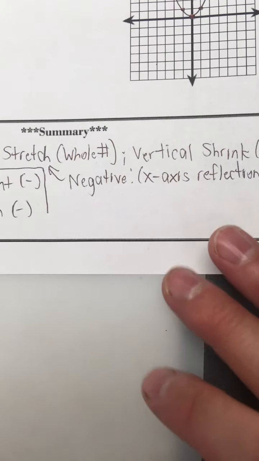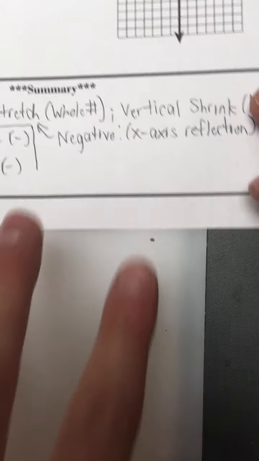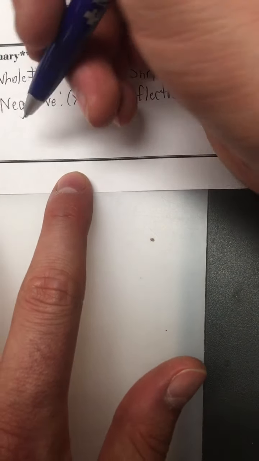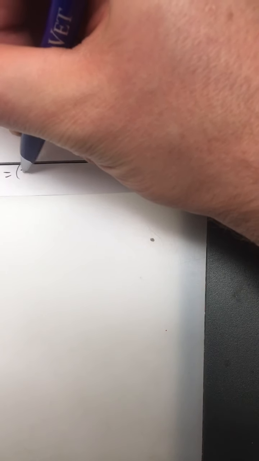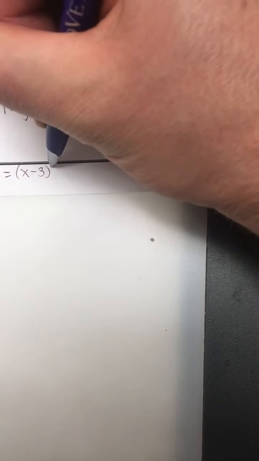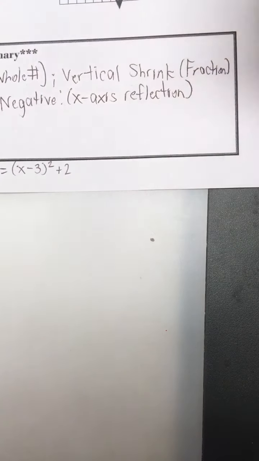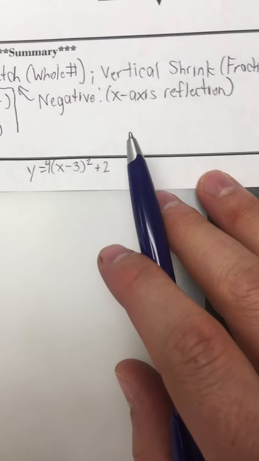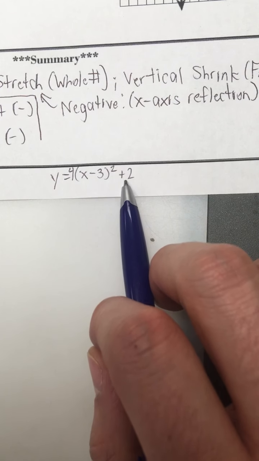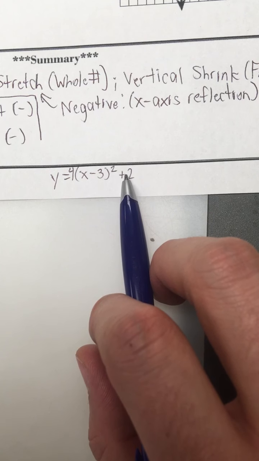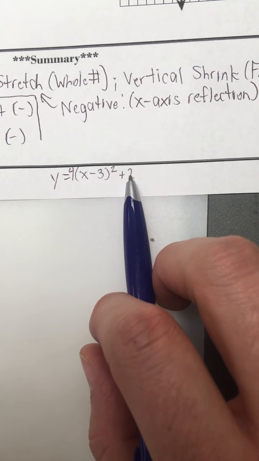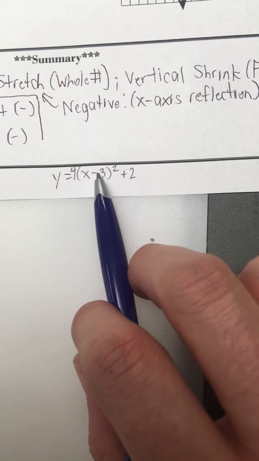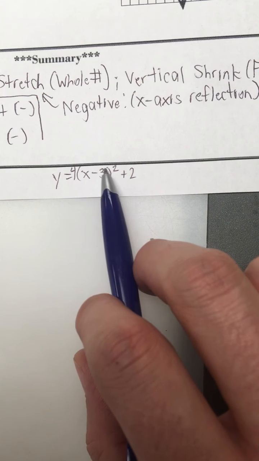All right, so for example, if I had, let me just write one example down at the bottom. All right, so for example, if I said I had y equals, say parentheses, x minus 3 squared plus 2, and let's say I also had a 4 in front of it. All right, so just talk about what would these things do. Which way would the plus 2 at the end move the graph? It would move it up 2. Which way would the minus 3 in parentheses move it? It'd move it to the right 3.